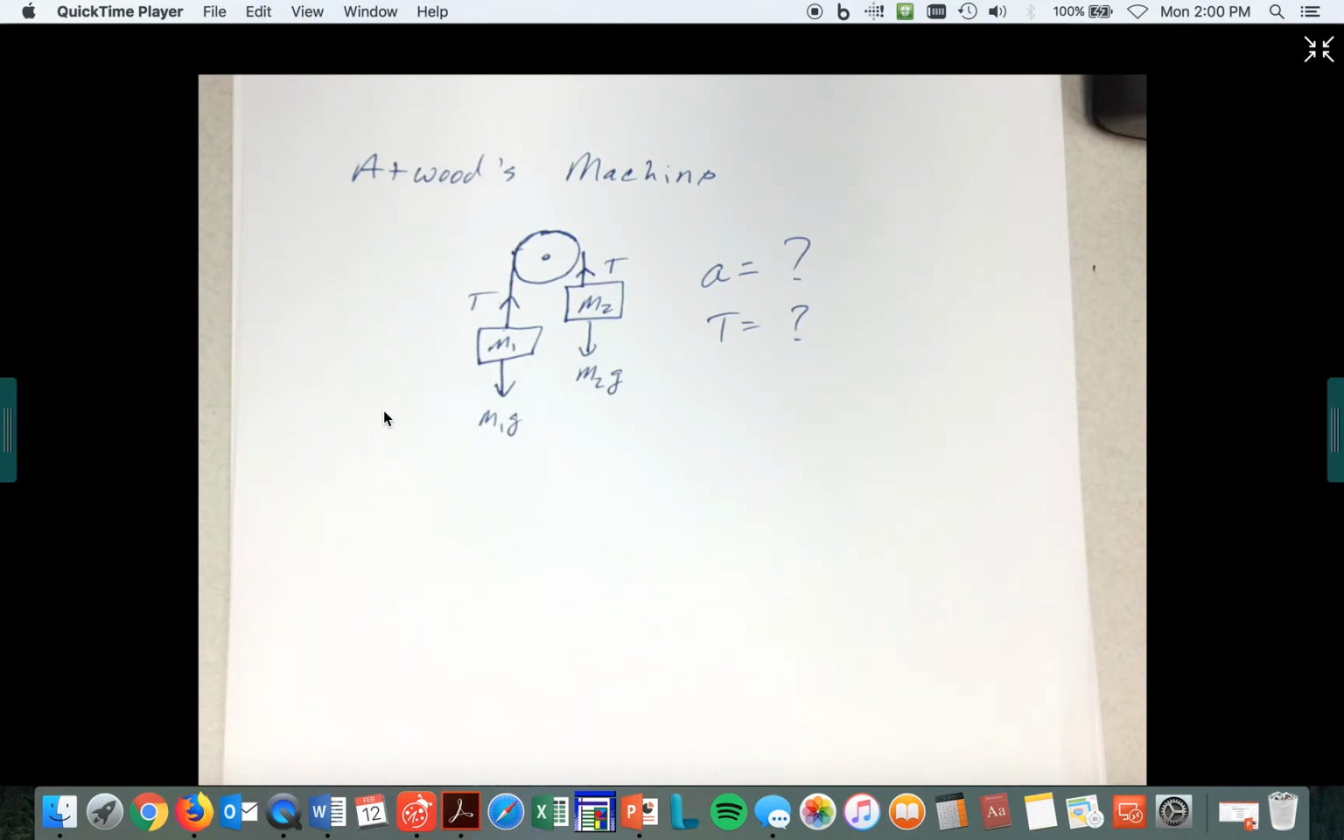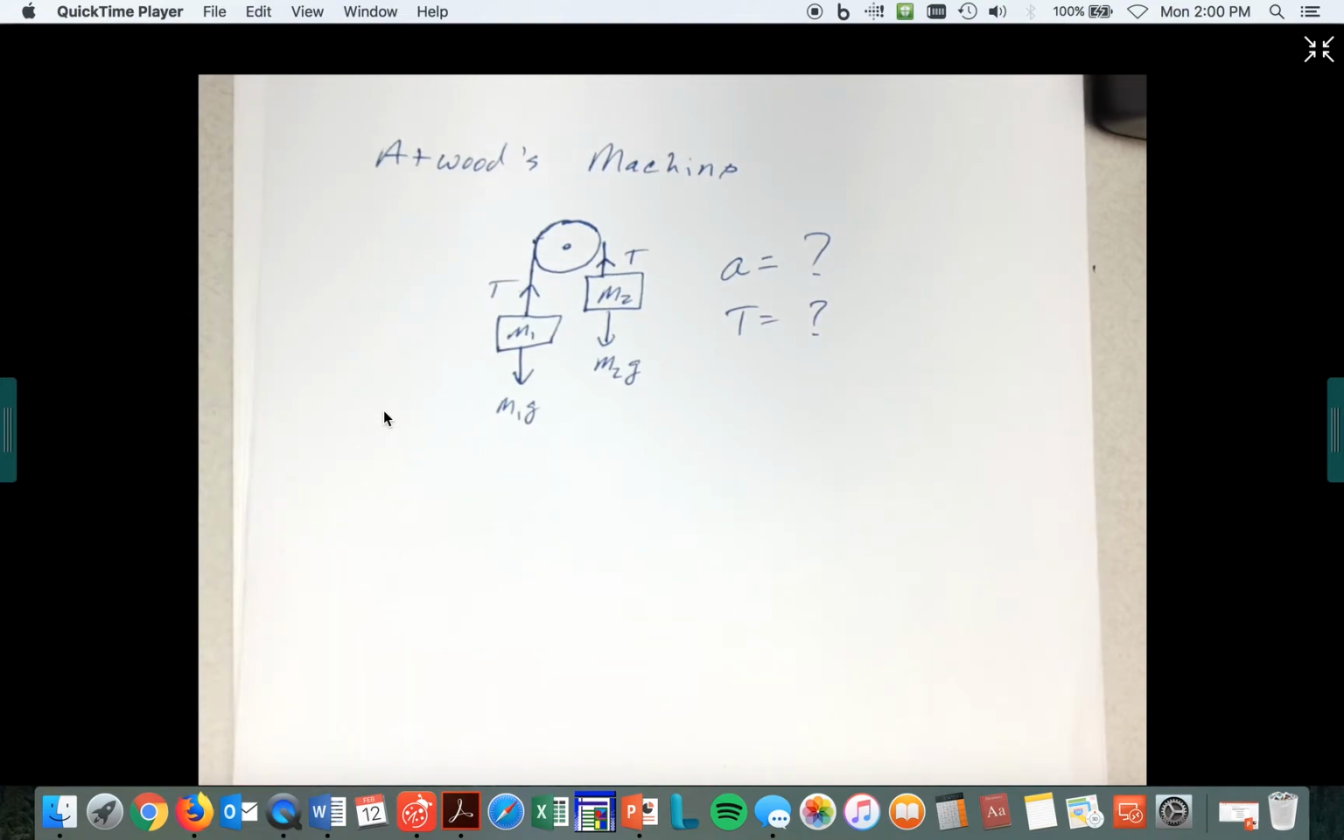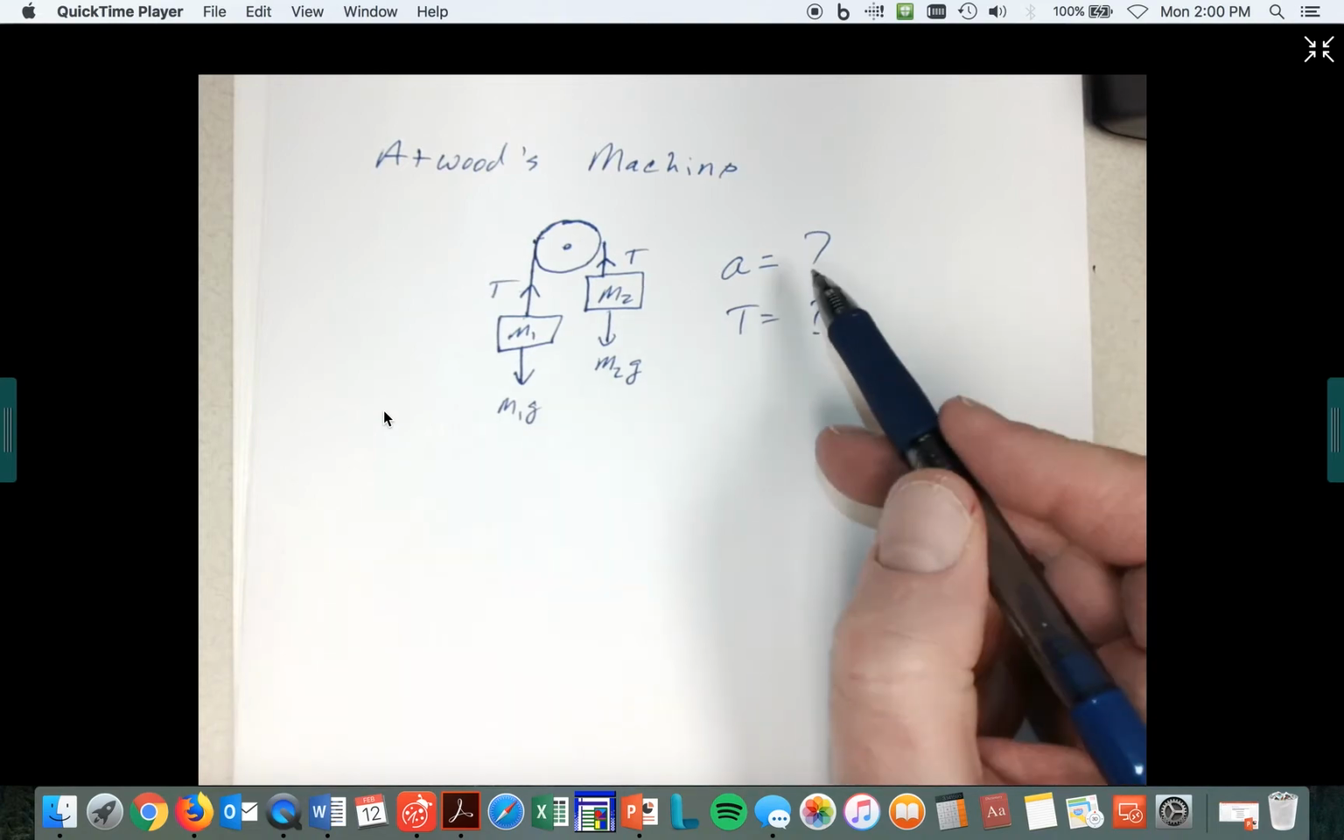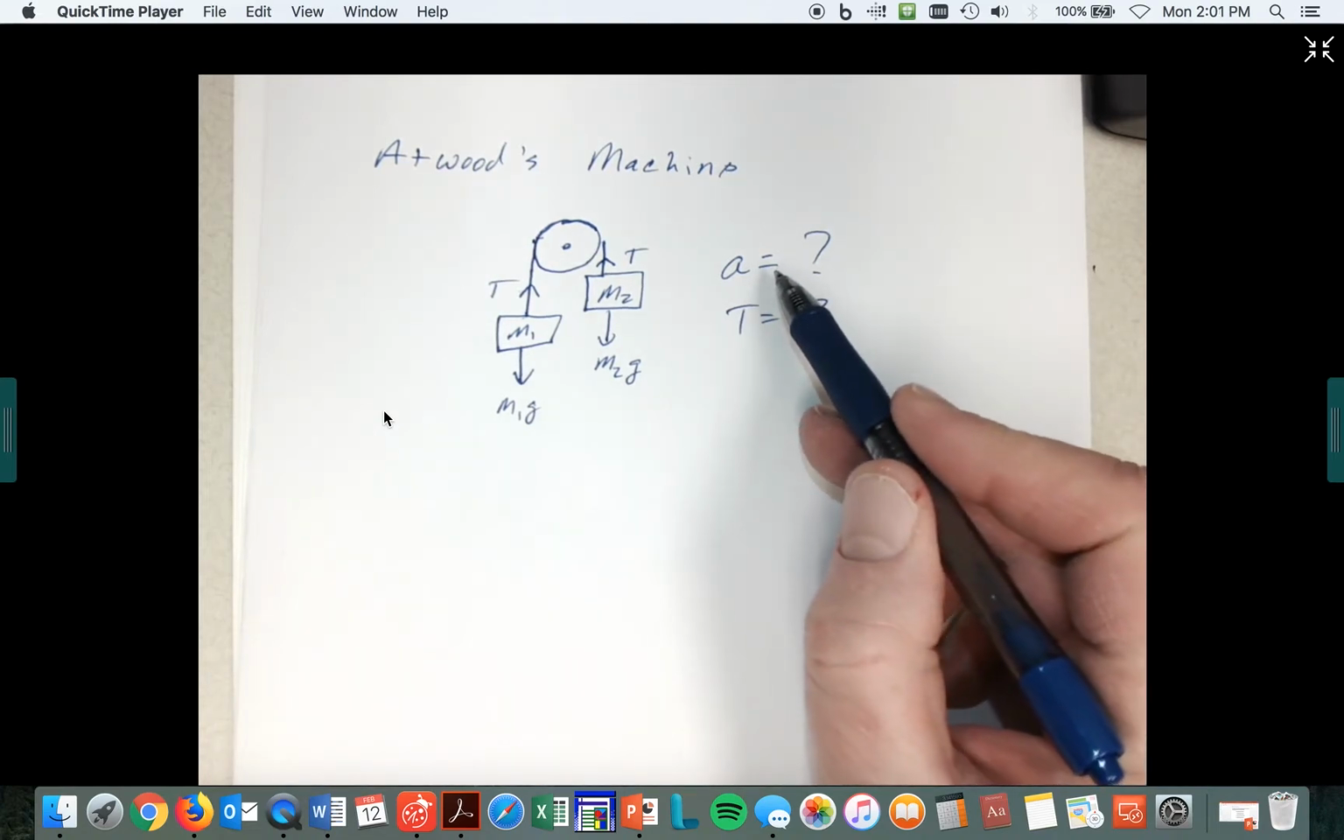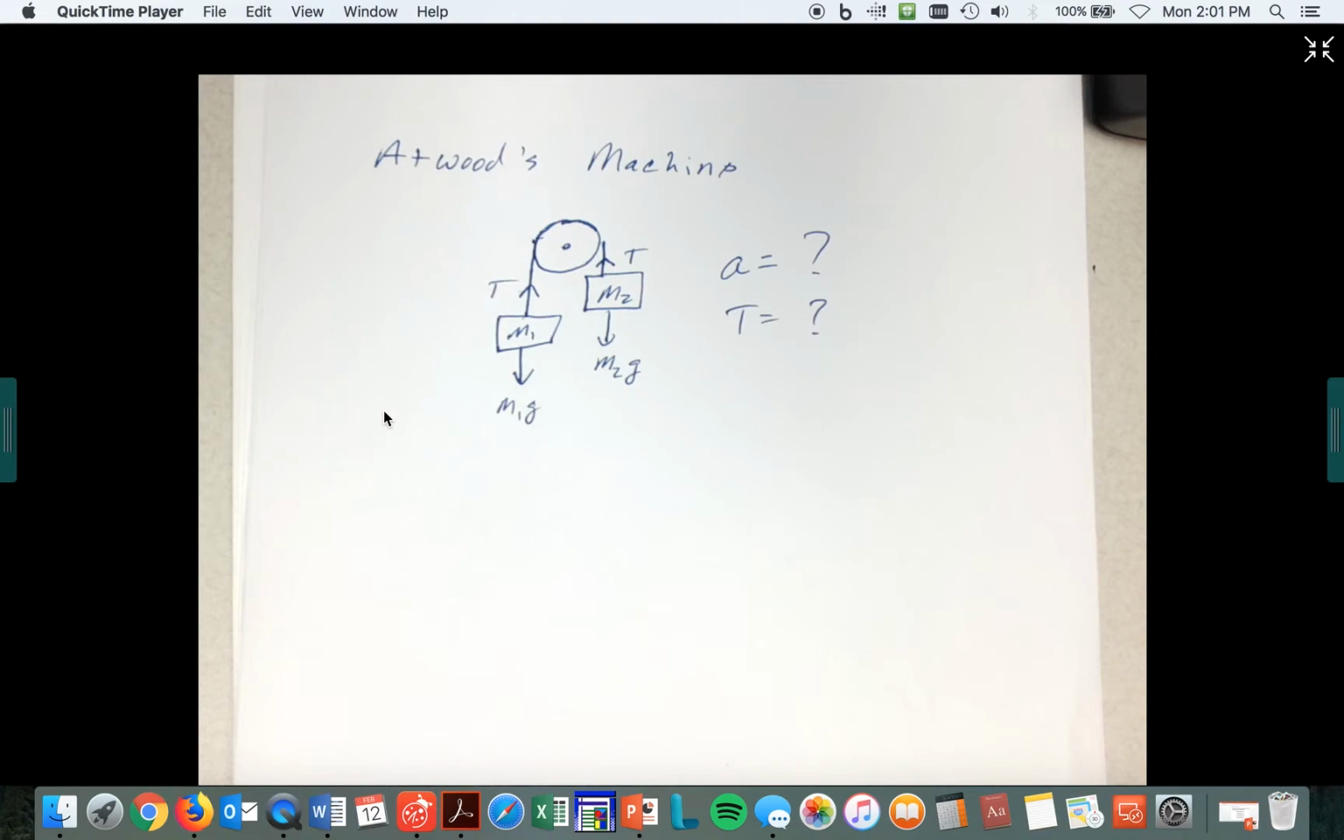All right. Anyway, this is an Atwood's machine. And the reason I bring it up is you can't go through a physics 210 class without looking at the Atwood's machine. There's two things we want to solve here: the acceleration and the tension. It's not that hard. And I'm going to do it all in variables. It's going to be a regular physics thing.